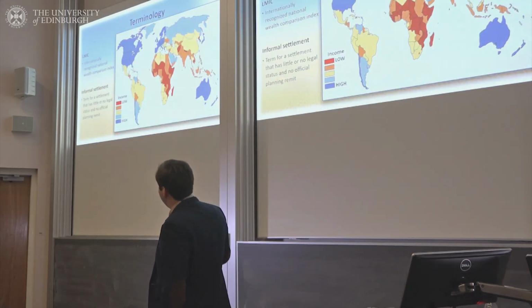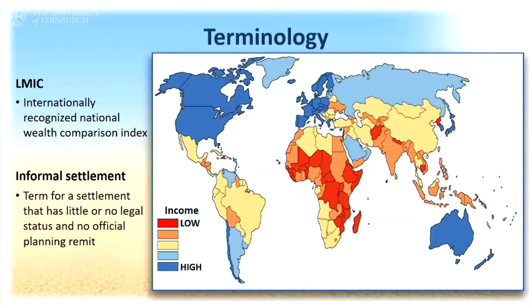I had used two terms there, lower middle income country and informal settlement. So what is a lower middle income country? This is a map showing where those lower middle income countries are. Essentially anything from yellow, orange and red, that's a lower middle income country. The blues there are high income countries. So you can see the global distribution in terms of wealth.